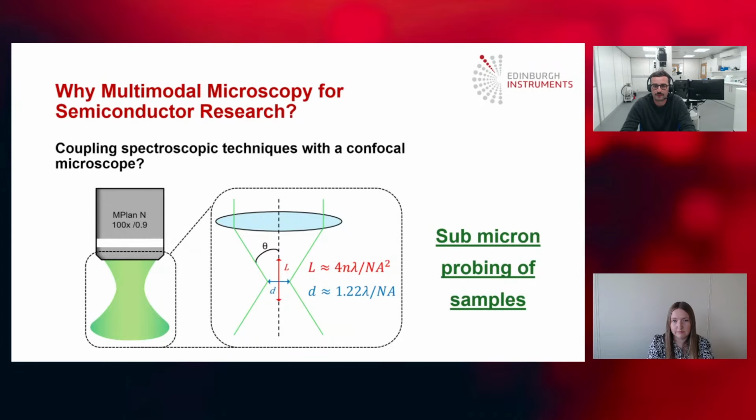So I hope you understand the benefits of the spectroscopic techniques a bit better. But what's the benefit of putting them through a microscope essentially? So the key benefits of this are the ability to probe submicron sample features and to do imaging.